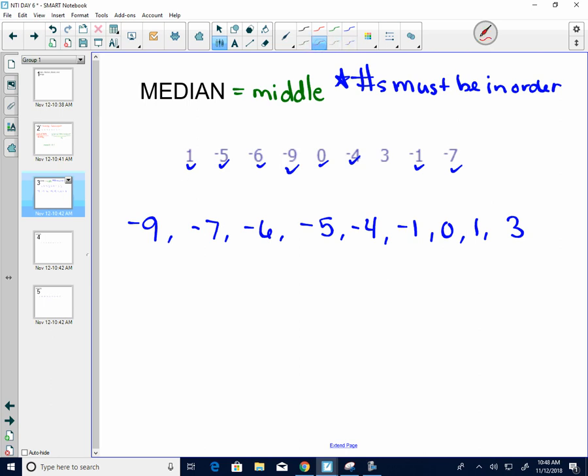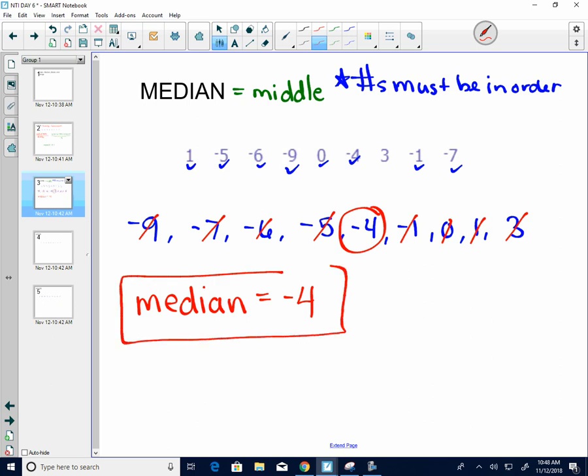So when it's in the middle, this was 9 numbers. Make sure I got 9. 1, 2, 3, 4, 5, 6, 7, 8, 9. So I can just start marking them off, one from each end at a time, to find the middle. That seems to be the easiest for most people. So in this case, we can say that the median is equal to -4. It was in the middle.